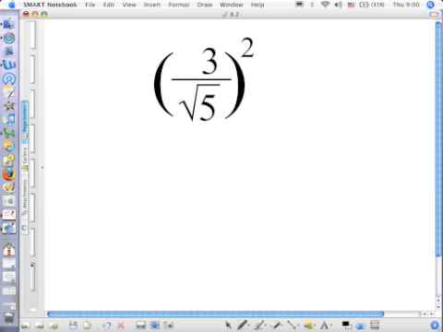Nine over five. The 3 is a whole number. It's in the numerator. We square it. The 5 is in the denominator, and still the radical simply goes away. So this would be 9/5. Very, very simple.